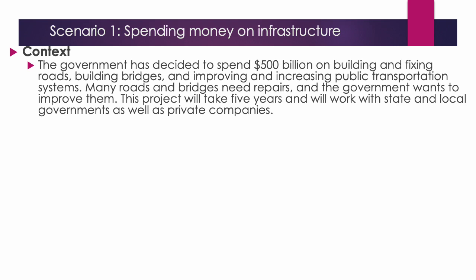We're imagining that the government decides to spend $500 billion on building and fixing roads, bridges, and public transportation systems across the country. This is a huge project that will take 5 years and involve working with state and local governments as well as private companies.